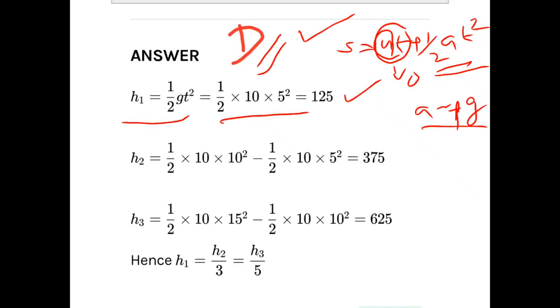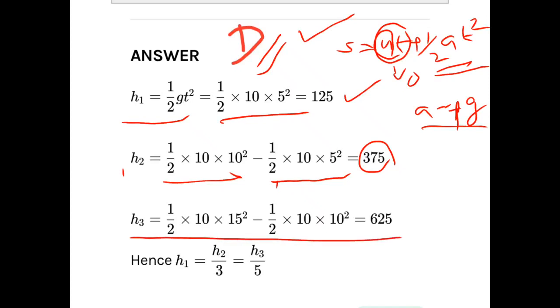For H2, here it reaches 10 seconds. The net distance traveled during the time is half into 10 into 10 square minus the distance covered previously, half into 10 into 5 square. So the net distance covered is 375. In the same way for H3 we calculate half into 10 into 15 square, then minus half into 10 into 10 square, and the net distance covered is 625.